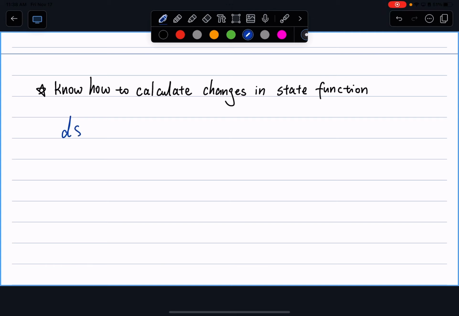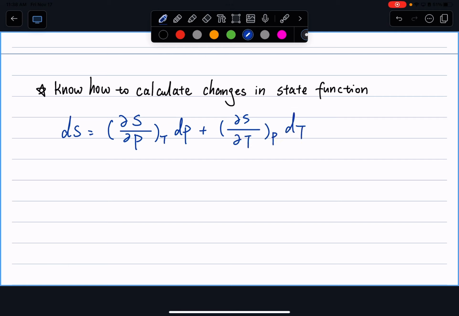So if we use dS as an example, you write out its partial derivative: (dS/dP) at constant T dP plus (dS/dT) at constant P dT. Now finding out the dependence of your entropy on pressure and temperature gives you a direct way to set up this integral. So you can try it yourself. This one is our negative alpha V we just discussed. Your partial derivative of S over T at constant P, that's your Cp over T. That derivation is also available in your lecture notes.